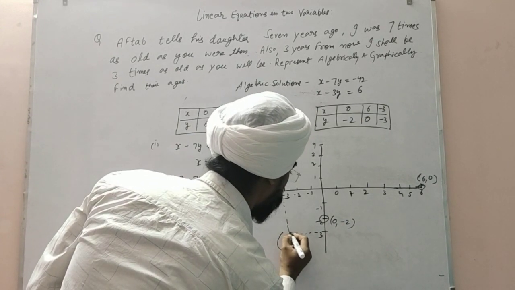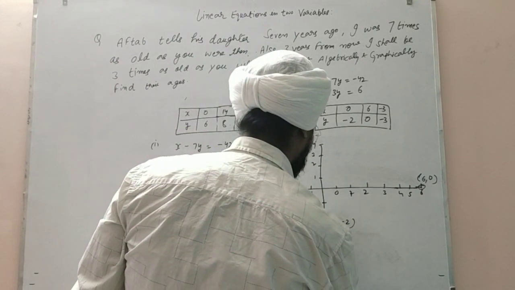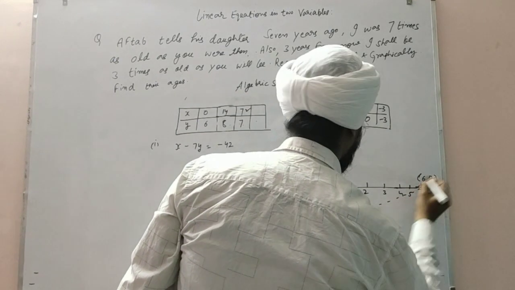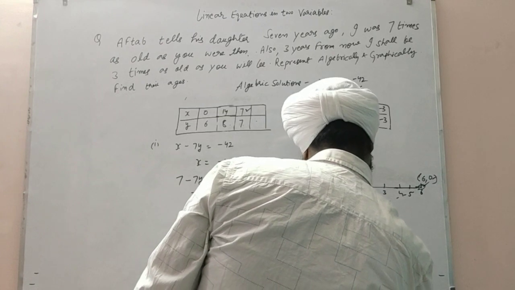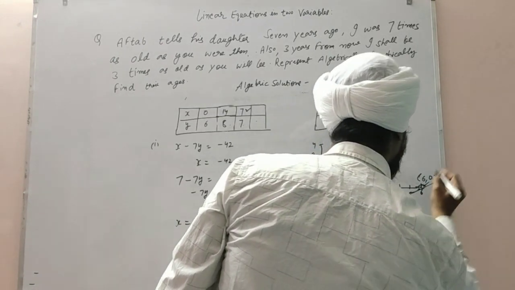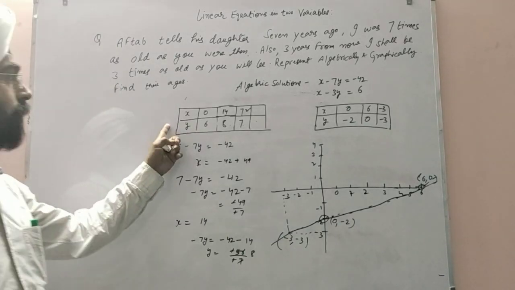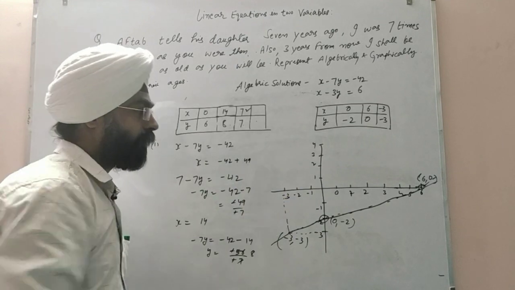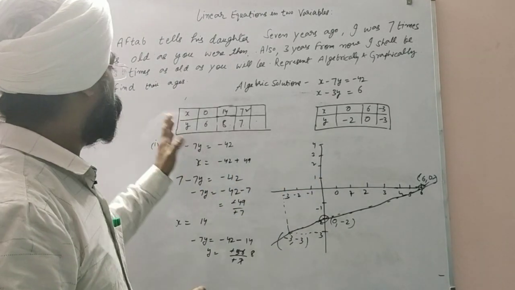So these are the 3 points, and we have to join a straight line through these 3 points. This is the line. You can draw this line using this graph as well, but I need to make it again because there is a shortage of space.